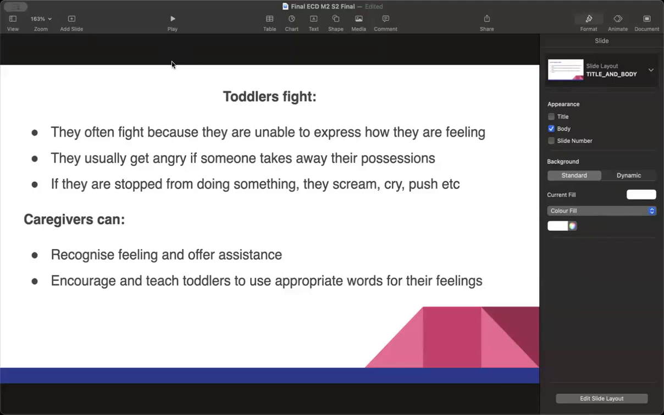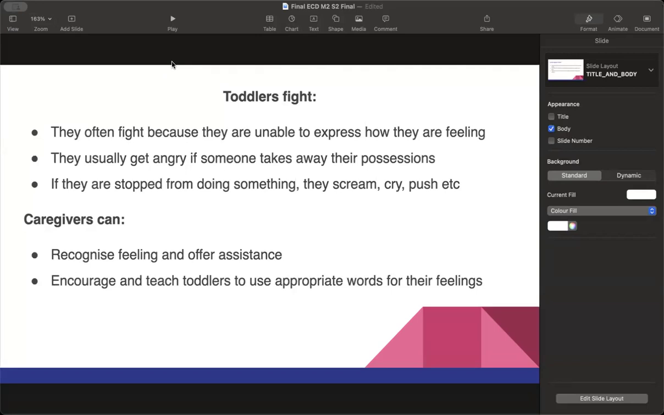They often fight because they are unable to express how they are feeling. They usually get angry if someone takes away their possessions. If they are stopped from doing something, they scream, they cry, they push. The toddler world is a fighty world. What do we do? We recognize feeling and offer assistance.